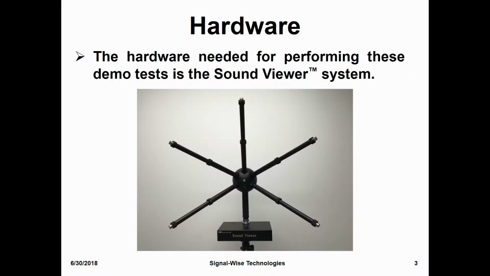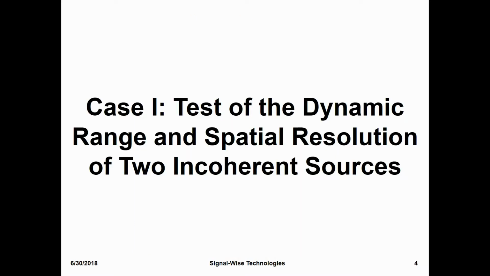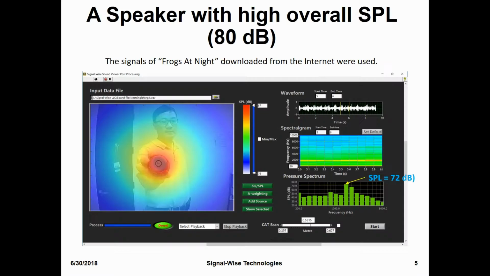The hardware needed for performing these demo tests is the SoundViewer system. Case number 1, tests of the dynamic range and spatial resolution of two incoherent sources.